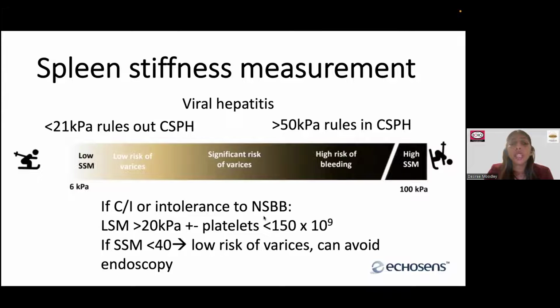In a patient who is intolerant or has contraindications to a non-selective beta blocker and doesn't want to necessarily undergo endoscopy, but they're in that gray area of liver stiffness being more than 20, but platelets less than 150, you can use a spleen stiffness of less than 40 to indicate a low risk of varices and possibly avoid endoscopy. I know the FibroScan is not available to everyone. Only certain centers have it, and there are tools that you can use to stratify risk, but those are not in this guideline.